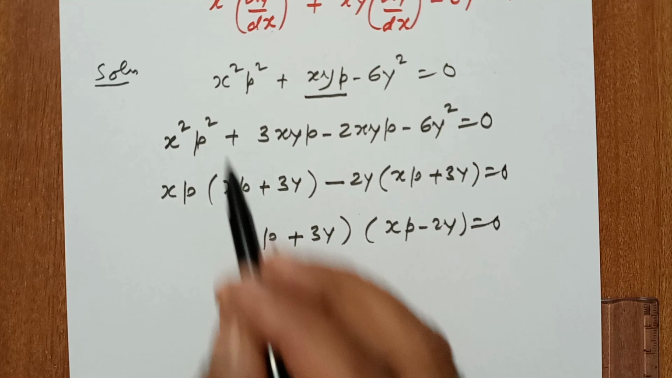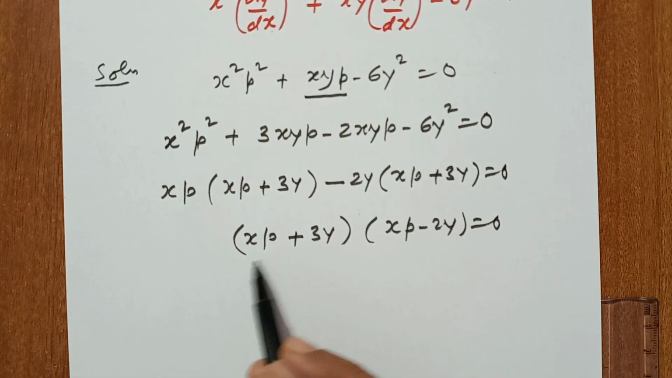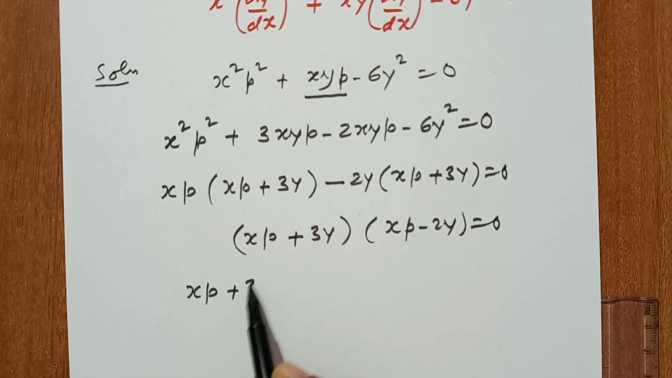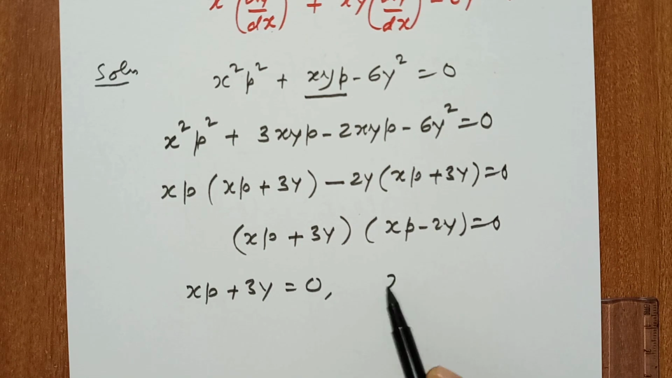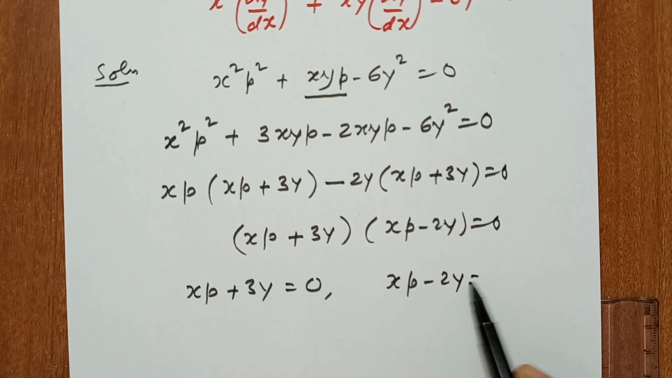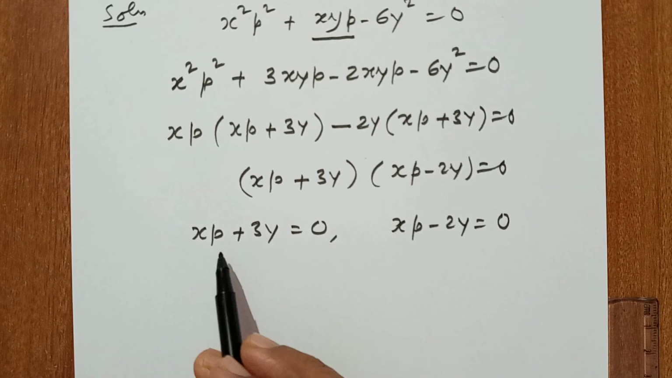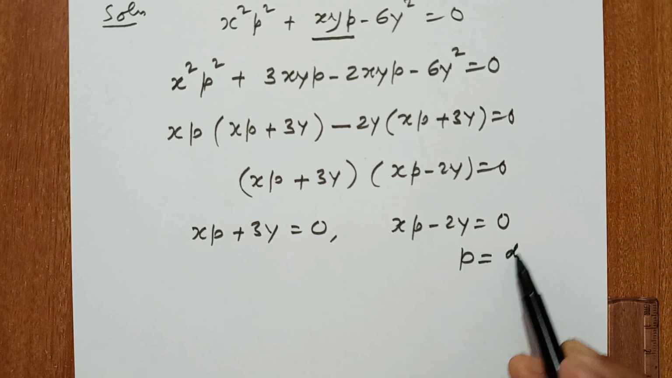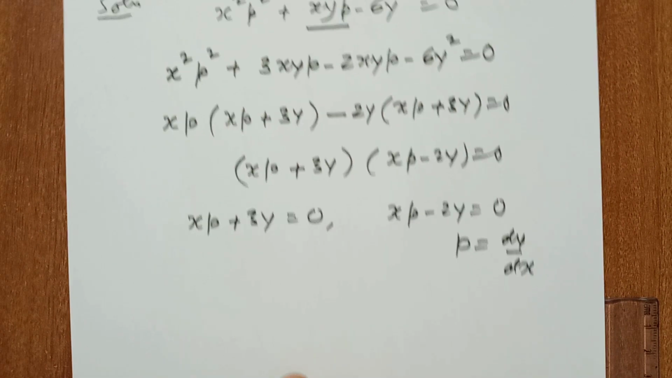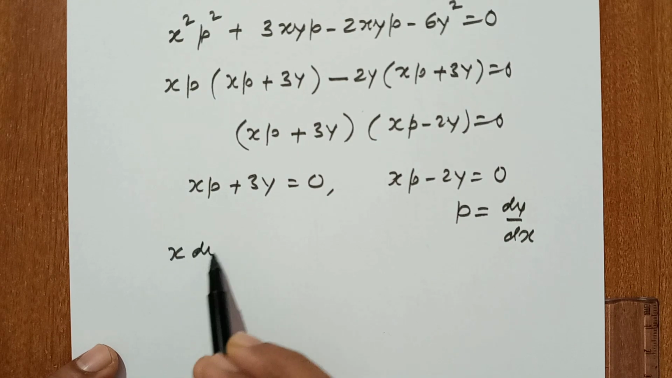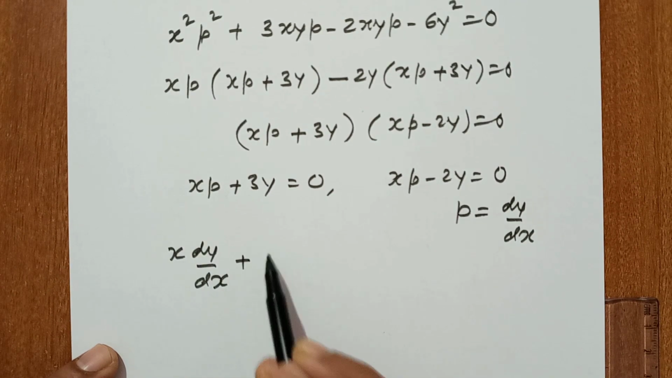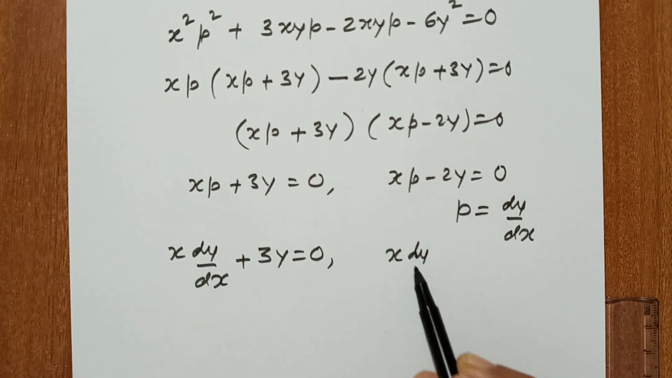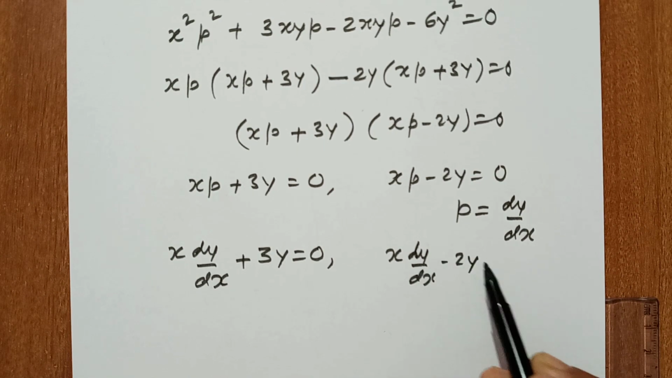Our aim is to find the value of p. So here, by equating all the factors to 0, xp plus 3y is equal to 0 and xp minus 2y is equal to 0. Next step is we calculate the value of p, by putting p is equal to dy by dx. So here, x dy by dx plus 3y equal to 0, and x dy by dx minus 2y equal to 0.